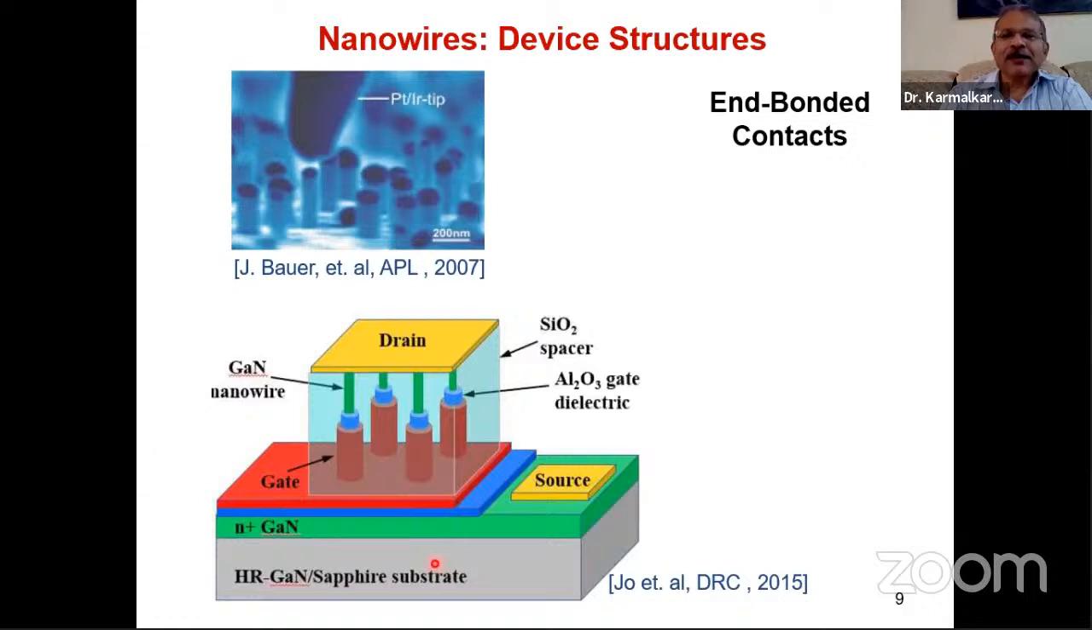Now here is an example of a field effect transistor. Please look at how it is made. So the wire is there, and you have on top an end bonded drain contact, and at the bottom a source contact, end bonded again. You can see how it is. Can anybody tell me what this blue region in between is? What do you think this is? Anyone?